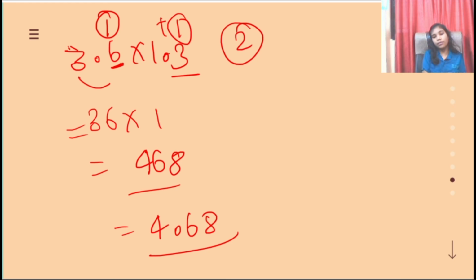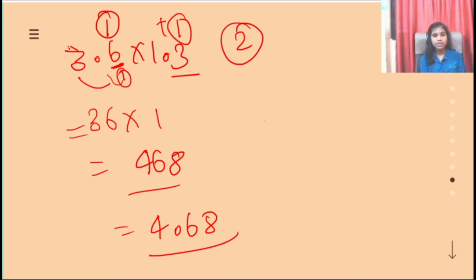How do we multiply whole numbers? That thing we have to do in decimal numbers, right? Now we have to count how many total digits are on the right side of the decimal point. For example, 3.6. How many digits are on the right side of the decimal point? 3.6 has only 1. Only 1 digit on the right side of the decimal.